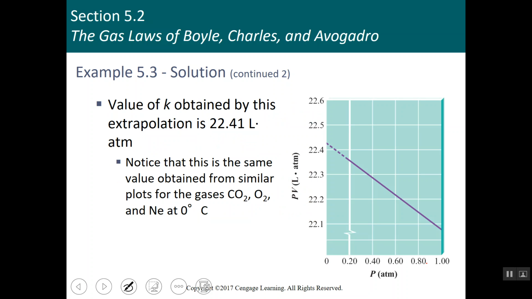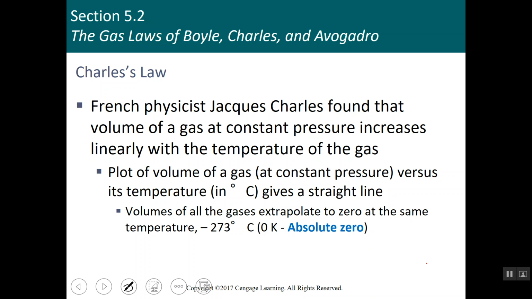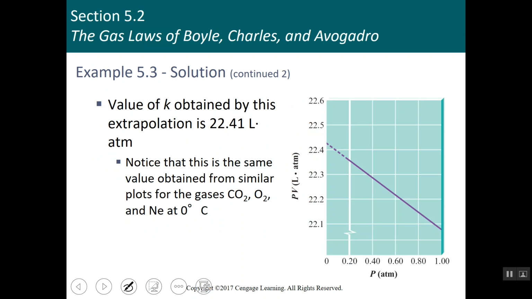Notice that when he did this experiment at 0 atmospheres, the K was 22.4. You'll find the same plots with other gases, carbon dioxide, oxygen, even noble gases. So the important part to take home from Boyle's law is making sure that you know how to do P1V1 equals P2V2, and knowing that pressure and volume are inversely related, because there was a lot of extrapolation in there in terms of his research.